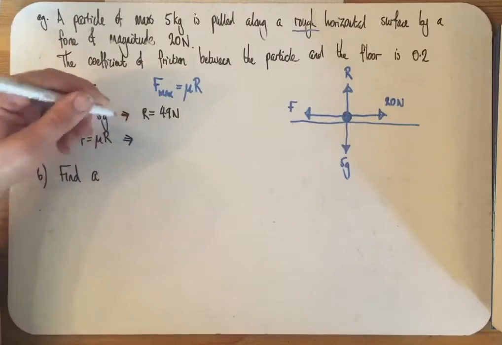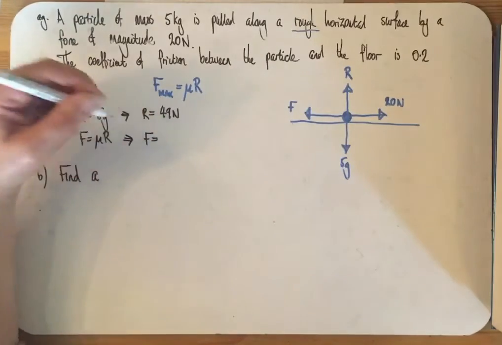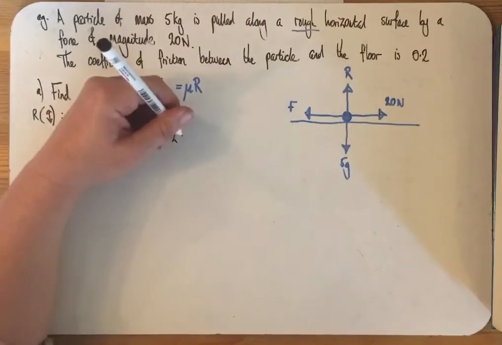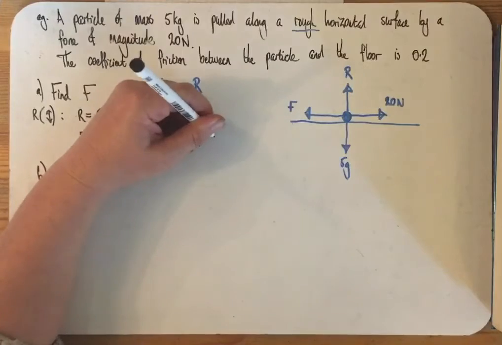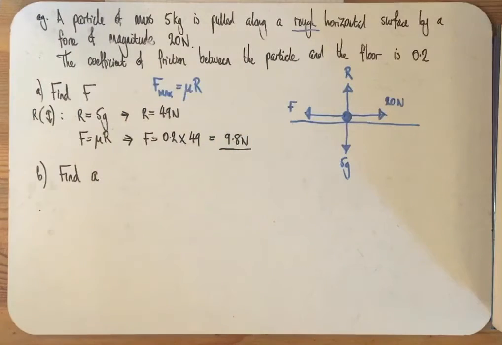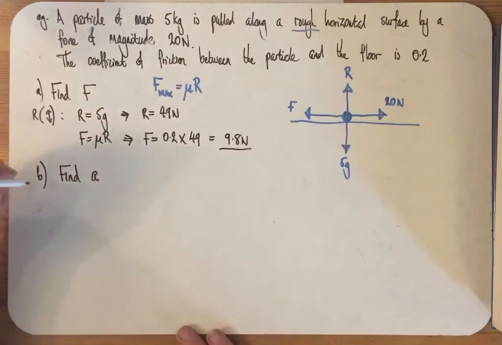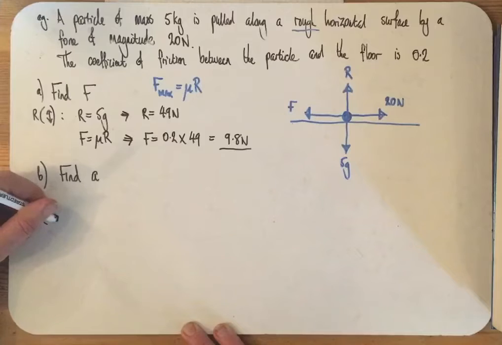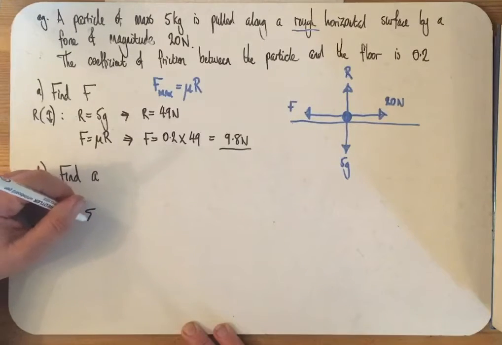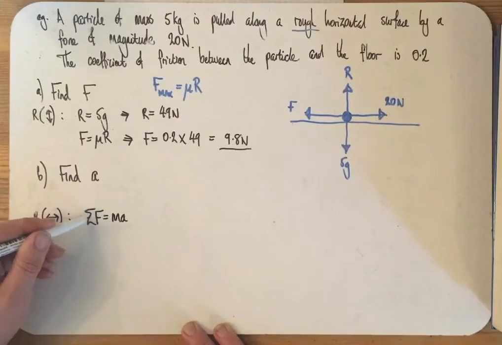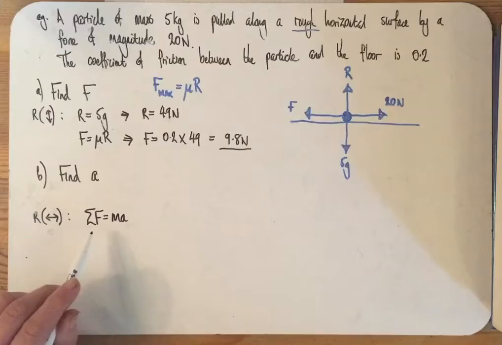And so the friction is equal to the coefficient of friction, which is 0.2 times 49, which gives you 9.8 newtons. And the next thing to do is find the acceleration. And so to find the acceleration, we can resolve in the direction of motion, which will be horizontal. And we're using F equals ma. So you can use that sum notation just to remind yourself that you're finding a resultant force.